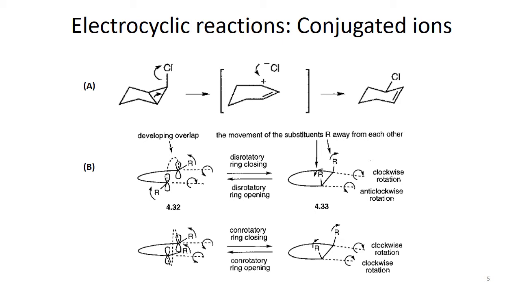But in the second case, when conrotation is taking place, both groups move in the same direction. It means that one group moves upward and the other group moves downward. So in this case they go in a trans fashion. So the movement of the substituents has to be either away from each other or closer to each other, depending upon the disrotatory or the conrotatory mode.